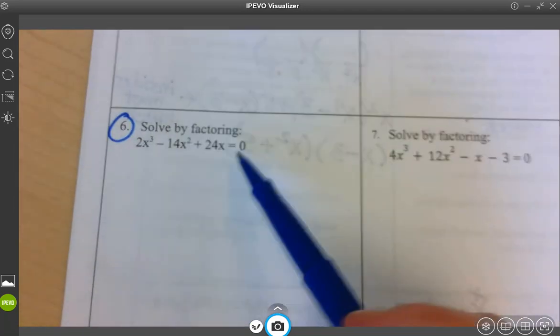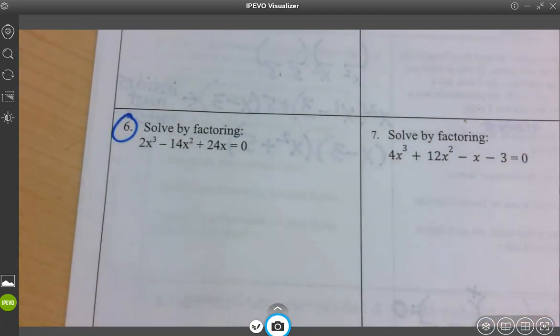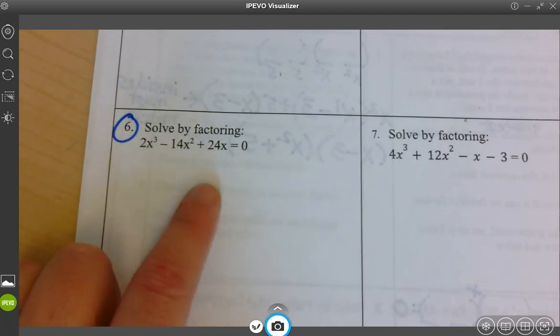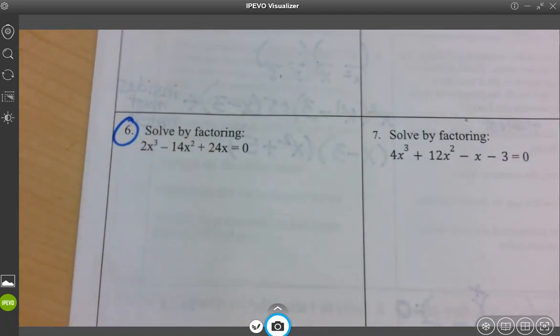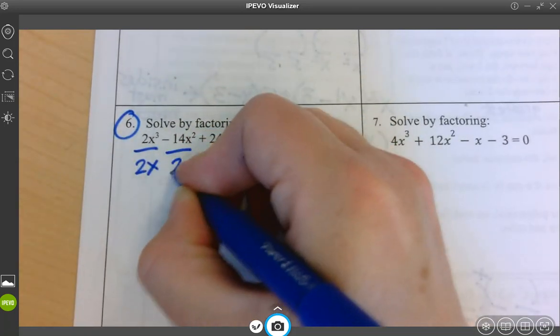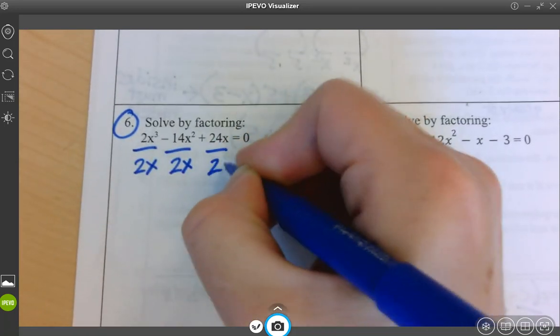So I can't factor this one by grouping. Let's just start from the beginning. Are there any common factors we can take out? X. So I can take out x, and what was the other one? 2. So I'm going to take out 2x and see what I'm left with.